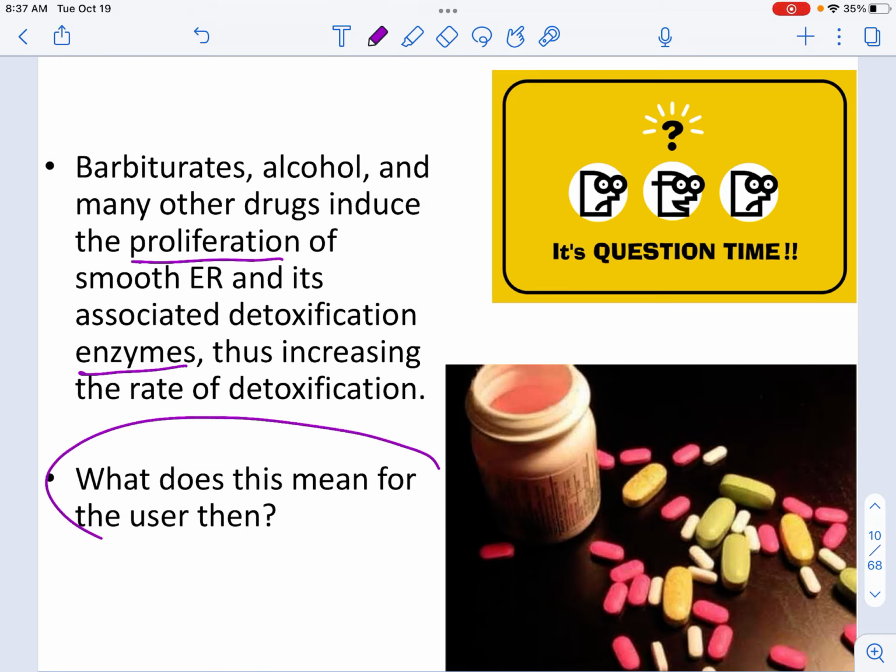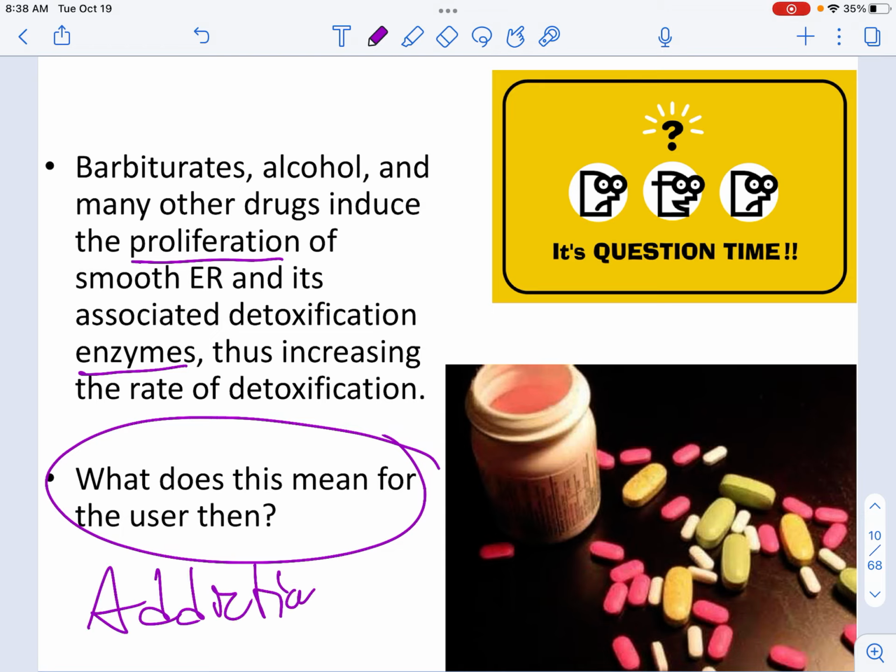So what does this mean for the user then? Pause. So the answer is, this is the beginning of addiction. You start, let's say you drink a couple of drinks and you feel the effects of the alcohol, but over time those drinks don't have the same effect. You've become used to it.